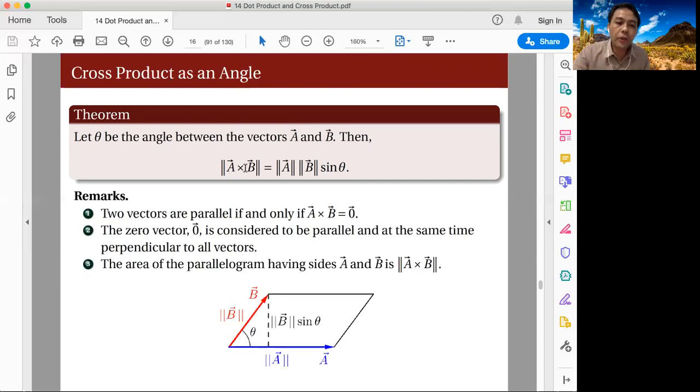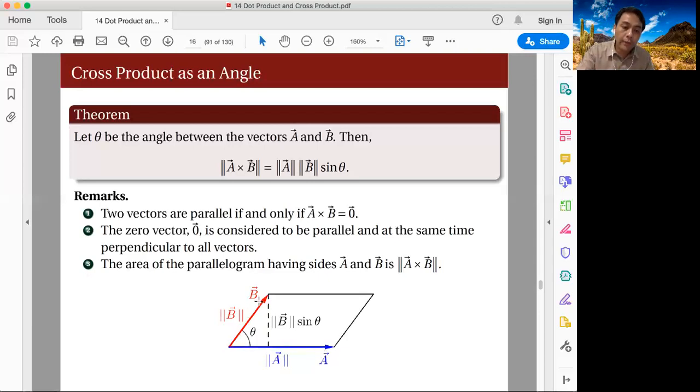One nice application of the cross product is that it gives us a way to find the area of a parallelogram with sides vector A and vector B. This area is simply the magnitude of the cross product. Now, why is that so? If you look at the diagram here, how do you get the area of a parallelogram? It's very simple. You just get the base, and then you multiply that by the height of the parallelogram. Now, the length of the base is simply the magnitude of A.